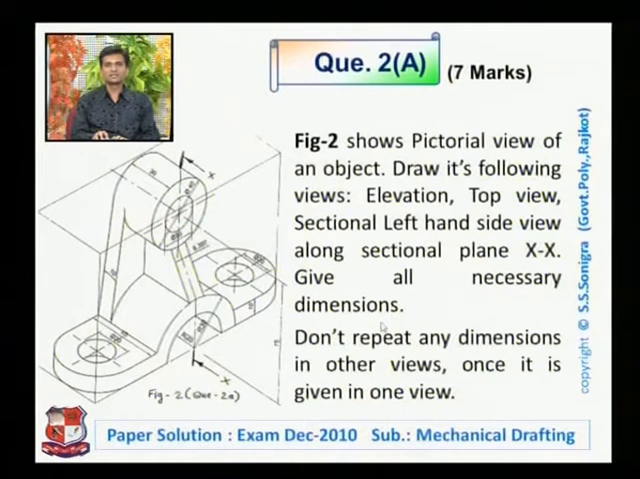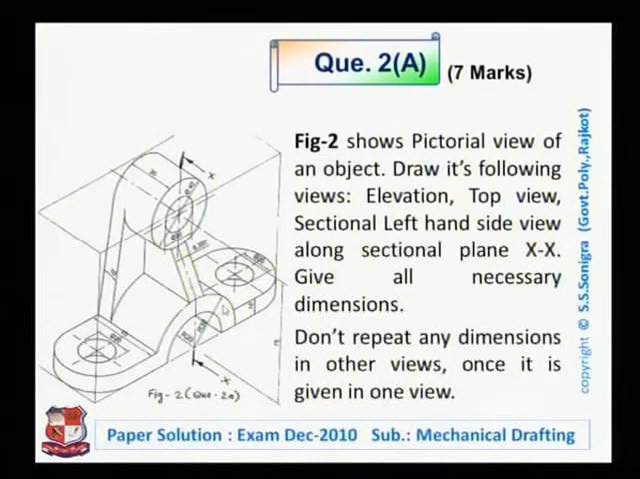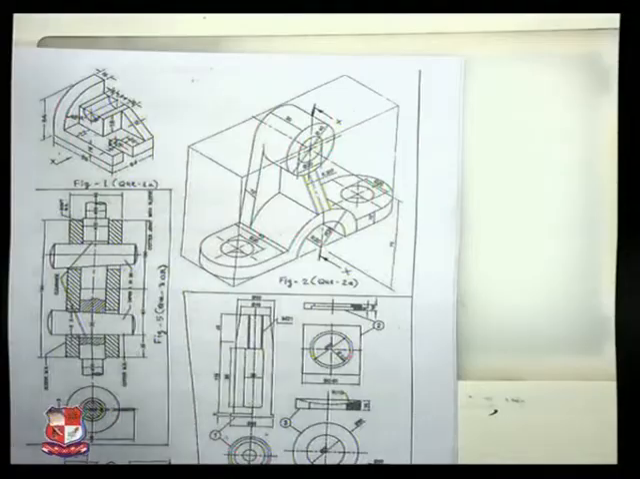Give all necessary dimensions. Don't repeat any dimensions in other views once it is given in one view. It is clearly mentioned: no 2 dimensions should be repeated in a single drawing. We have to insert the dimensions in such a way that they are enough to redraw this full object or all its views. Now let me start the discussion of the solution of this problem. Its data is given like this. This is the object which is given to us in the question paper.